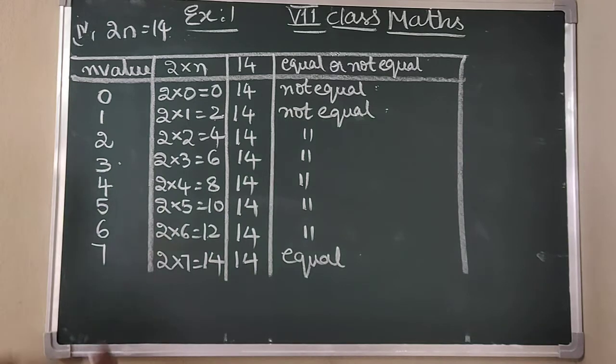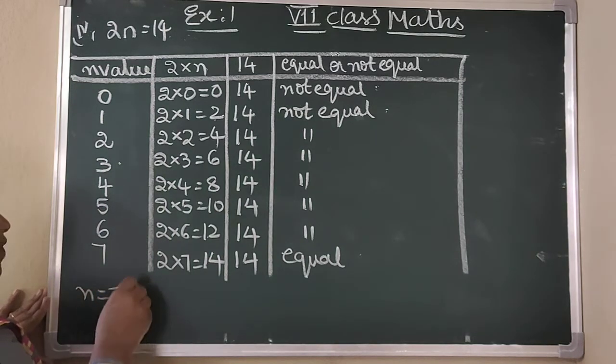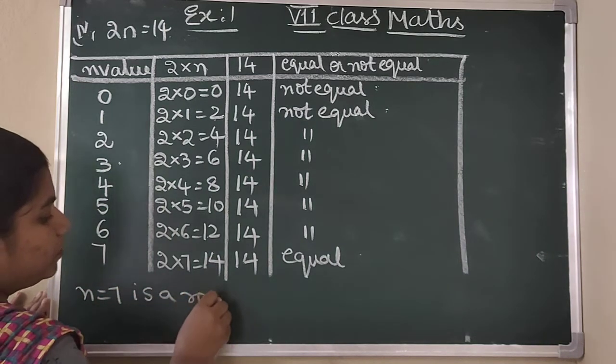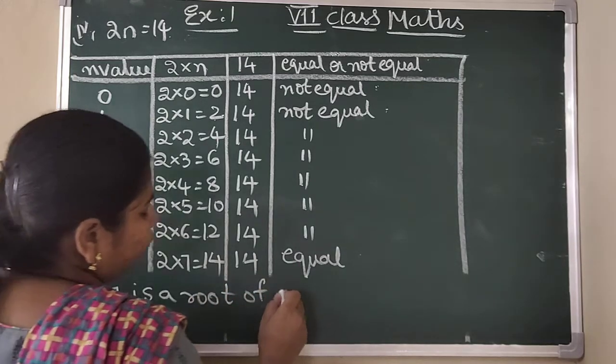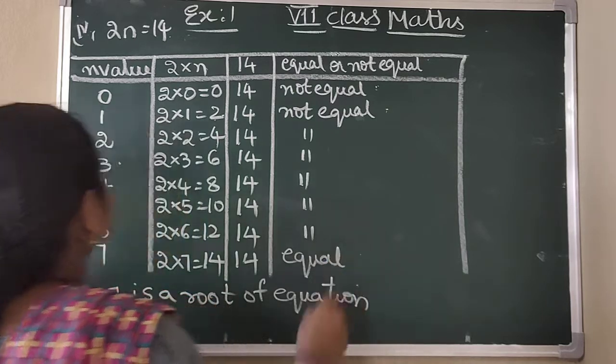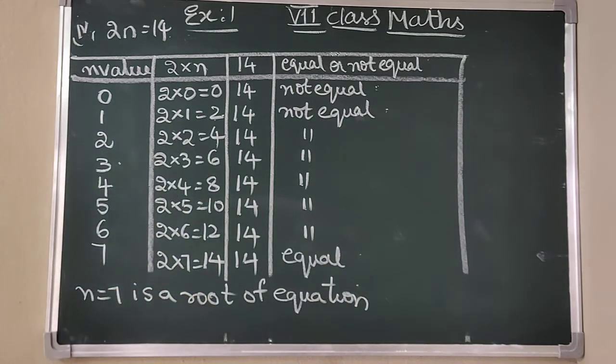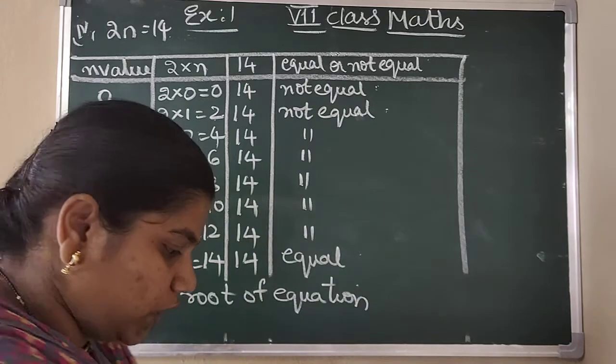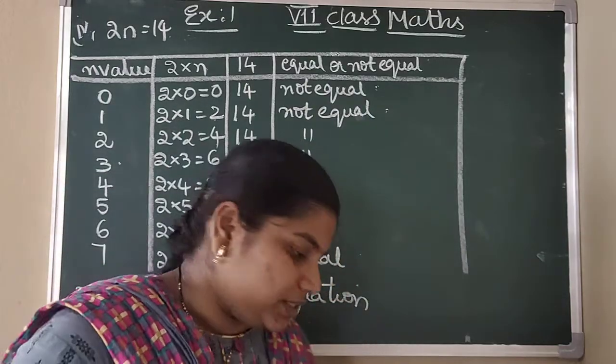So what we can write here? n is equals to 7 is a root of the equation. So this is our fourth bit, last bit in exercise 1. So we got the n value as 7. So we can call n is a root of the equation. So this is our first exercise.